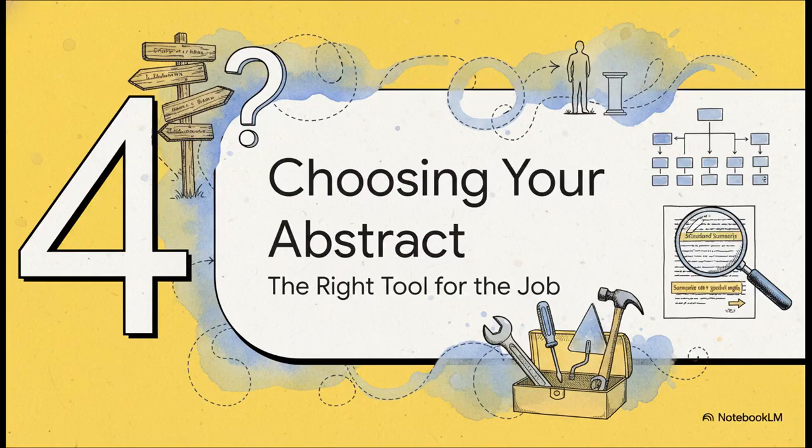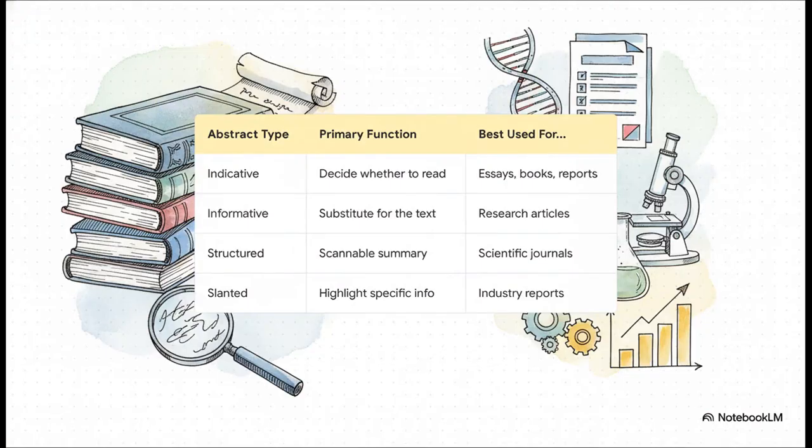So we've got signposts, stand-ins, super organized summaries, summaries with an angle. With all these options, how in the world do you know which one to use? Well, it really just comes down to picking the right tool for the job. Think of this as your cheat sheet. If you've got something really long, like a book or a huge report, an indicative abstract is probably your best bet. For a standard research paper, you're almost always going to want an informative one.